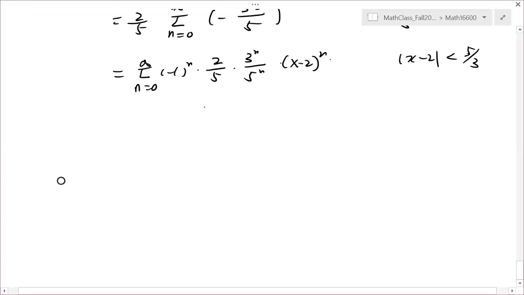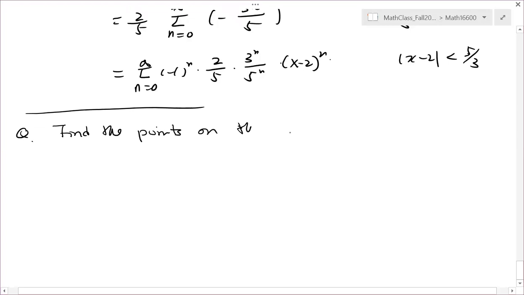Okay, number two. This is about the derivative. The question is: find the point. When we say the point, you have to use the two coordinates, okay? On the curve y equals x squared e to the negative x, at which the tangent line is horizontal.